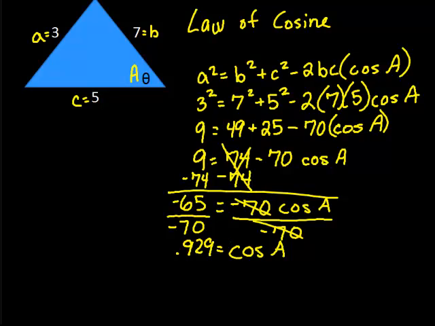And to find out what the angle is, we have to use the inverse function of cosine. So we do cosine inverse of 0.929 equals capital A. When we do cosine inverse of 0.929, it gives us the value of capital A. And we find that capital A equals 21.72 degrees.